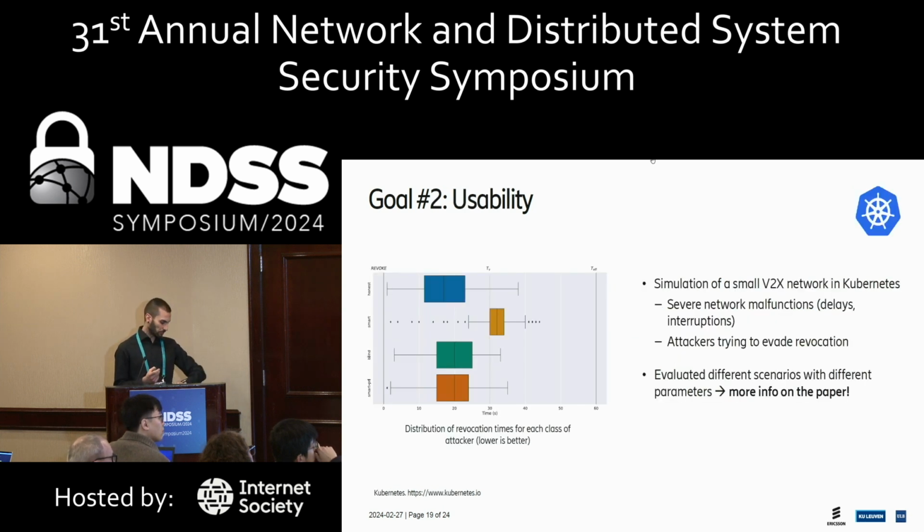As for the second goal, we did some simulations using Kubernetes, in which we simulated a small V2X network with vehicles that communicate with each other. And we also simulated some real-world conditions like delays or interruptions, and also attackers that try to escape revocation by not processing these heartbeats. And in summary, we could verify that this scheme is still usable under these conditions. Revocation still works. I will not focus more on the details of this goal, but if you are interested, you can have a look at the paper for more information.